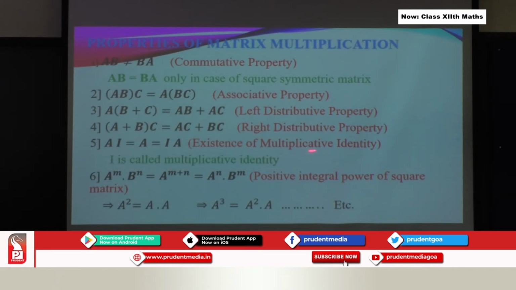Next is the existence of multiplicative identity. When you multiply any matrix with the identity matrix, you get back the original matrix. You can see here A into I is equal to A. You are getting the original matrix back.